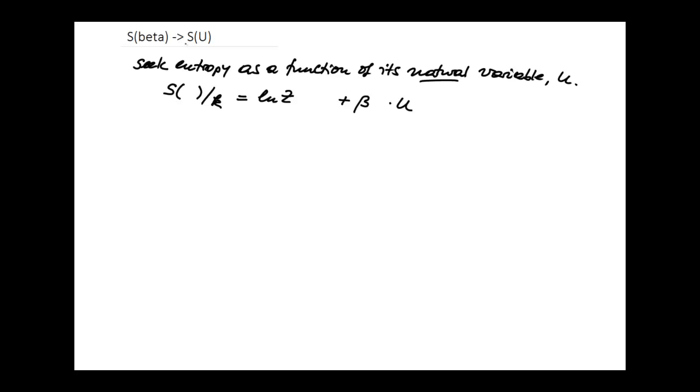What we have so far is, on the right-hand side, the log of the partition function as a function of beta, and the internal energy as a function of beta, and of course the combination then gives us the entropy as a function of beta. But we want the entropy as a function of U.